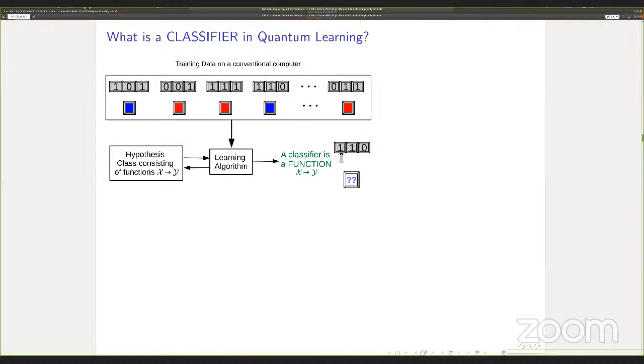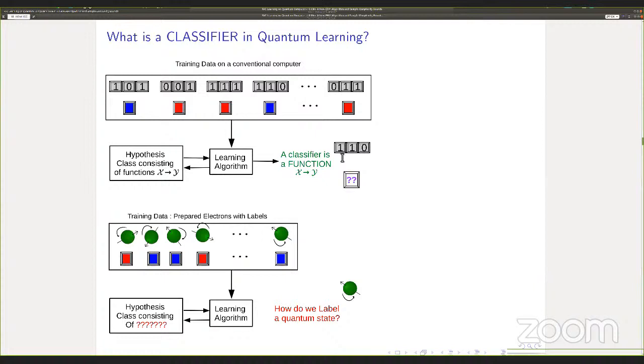Now what happens in a quantum computer? I have now given you the formalism. I've just formulated the problem. So now my features are prepared electrons, prepared subatomic particles, or what I call quantum states. They're associated with certain labels, and those labels are stored in registers. Now, what is my learning algorithm? What is a predictor? What is a concept class? What should my learning algorithm do? And how do we label a quantum state? All of these basic questions are now up in the air, because the model of computation is itself completely different. So we need to go back and revisit how we model this.